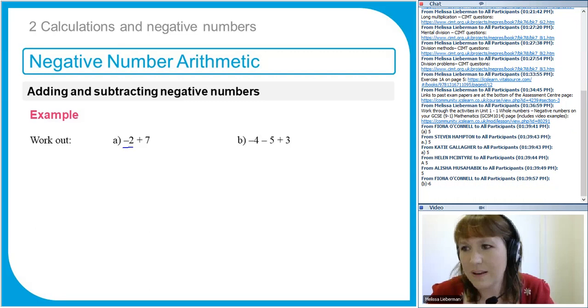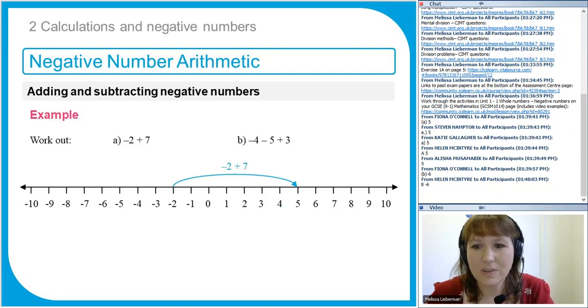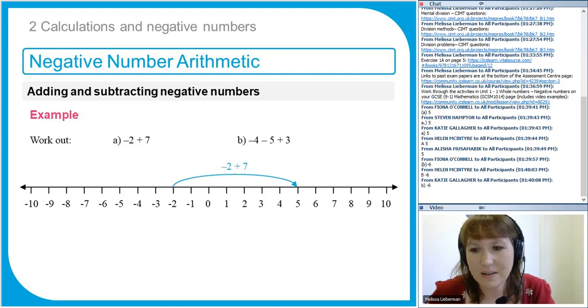So lots of people are saying 5, and you are correct if you've put 5. Let's have a look at why that is. So negative 2 plus 7 means I start at minus 2, and then I go up 1, 2, 3, 4, 5, 6, 7.